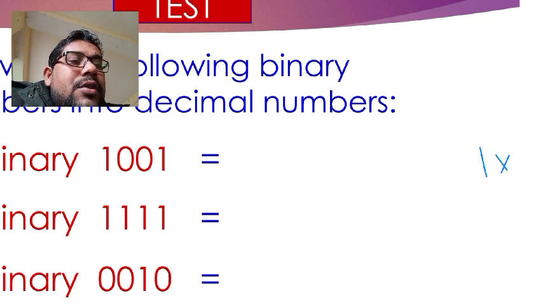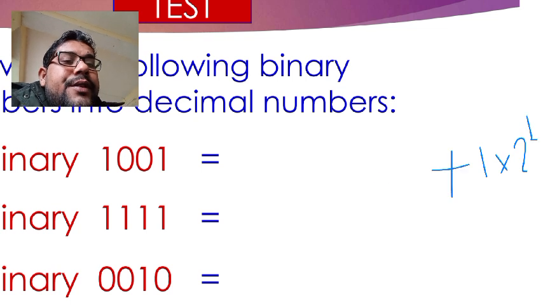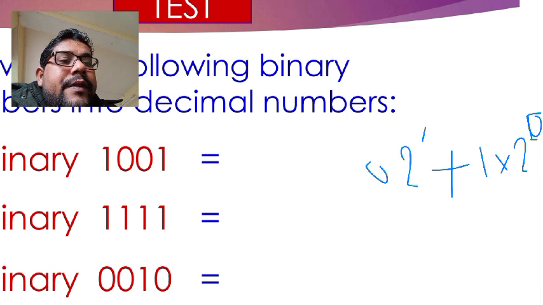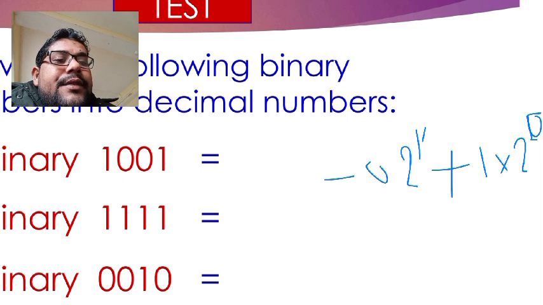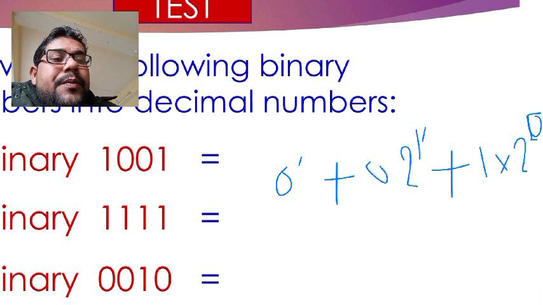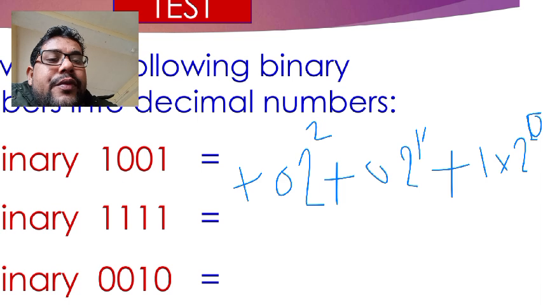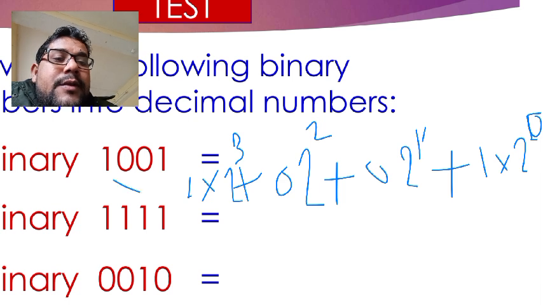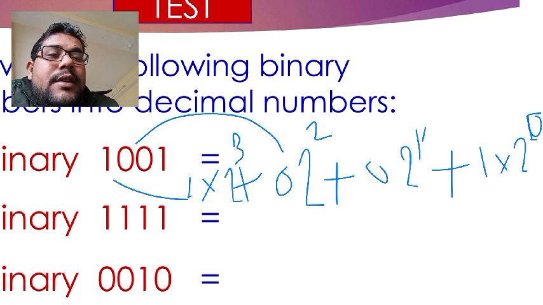1 cross 2 to the power 1 plus 0 into 2 to the power 0, sorry, here the first digit is 2 to the power 0, plus 0 into 2 to the power 1, plus again 0 into 2 to the power 2, plus again 1 into 2 to the power 3. So this for this, and this for this.